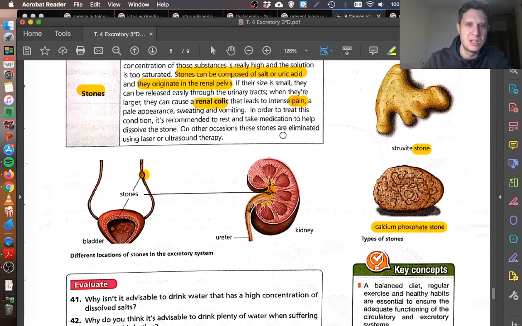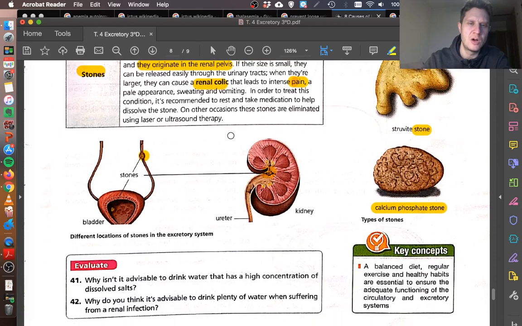To treat this condition, they recommend rest and taking medication to help dissolve the stone. On other occasions, these stones are eliminated using laser or ultrasonic therapy. There are some waves that are going to go through your skin, reaching the internal tissues and the stone, and with the vibration it can be dissolved easily.